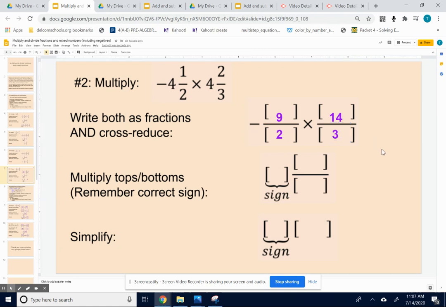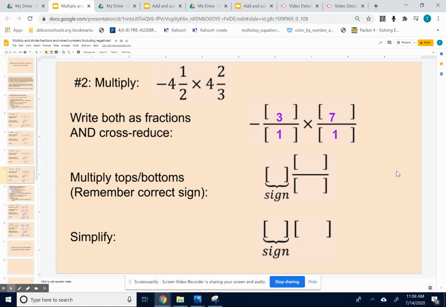Now look for things to reduce, cross reduce. Look at the 9 and the 3. Did you get those to reduce? Do you see that 3 will go into both of those evenly? So 9 divided by 3 is 3, and 3 divided by 3 is 1. Look at the 2 and the 14. 2 divides evenly into both of those. So 14 divided by 2 is 7, and 2 divided by 2 is 1. Make sure you got that.